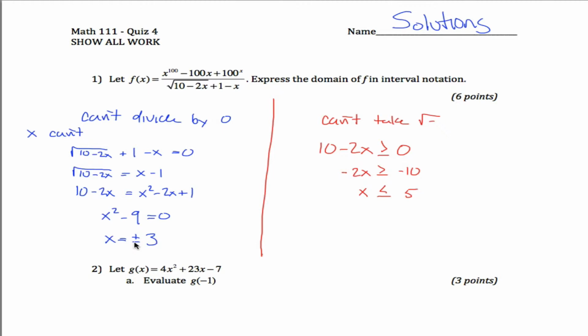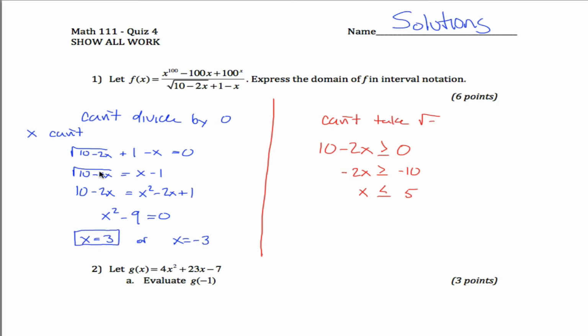Are they both solutions? Well, I don't know. We should probably check. So x equals 3 or x equals negative 3. But anytime you have a radical equation, you want to check your solutions to make sure that they both in fact work. If x equals 3, 10 minus 6 is 4. Square root of 4 is 2. 2 plus 1 is 3. Minus 3 is 0. Yeah, it looks like this one over here works.